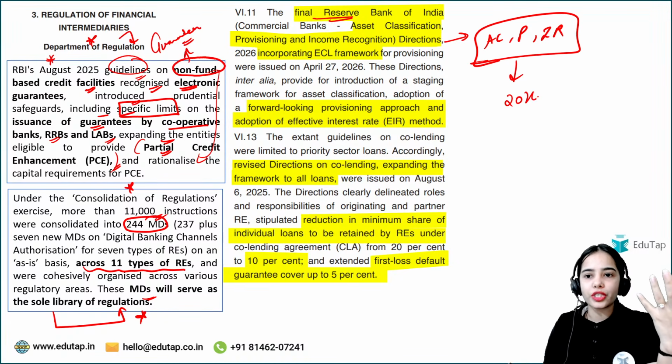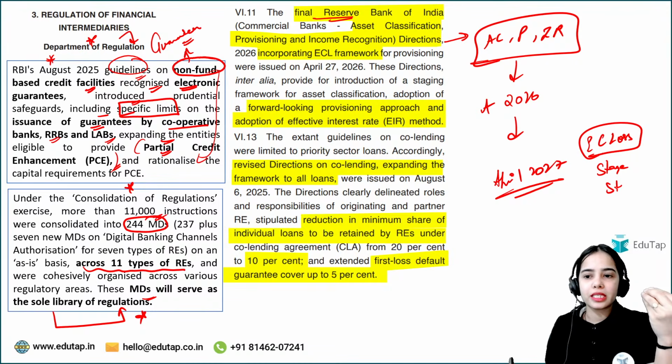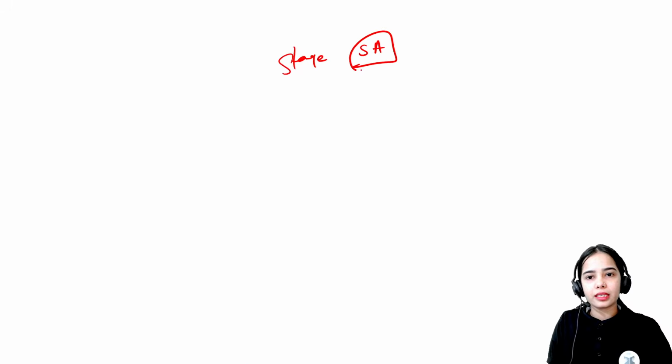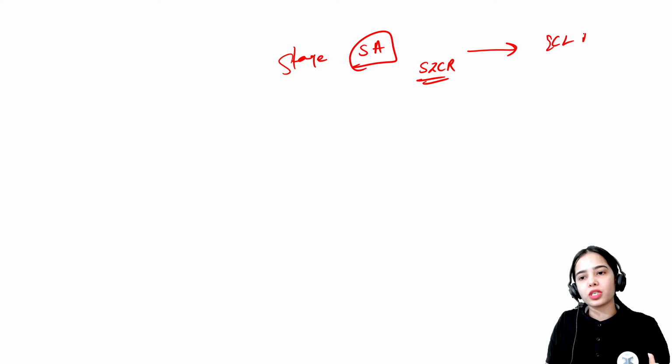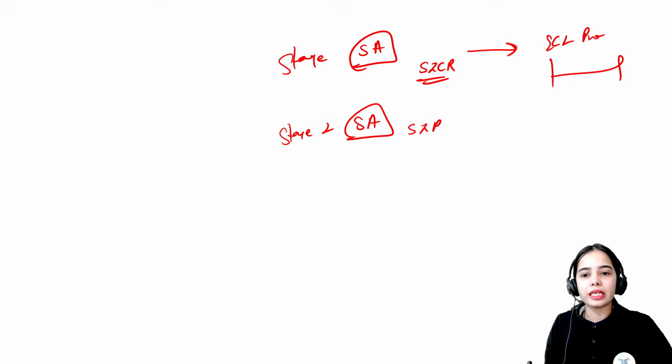Now these directions were released in April 2026 and they are applicable from April 2027, in which the expected credit loss framework has been adopted, with stage 1, stage 2, stage 3, these three stages. Stage 1 consists of the standard assets that do not have a significant increase in credit risk, and for them the expected credit loss provisions have to be maintained for the 12-month time period. Then there is stage 2, which also consists of standard assets, but here there is a significant increase in credit risk, and that's why the provisions have to be maintained for the lifetime.